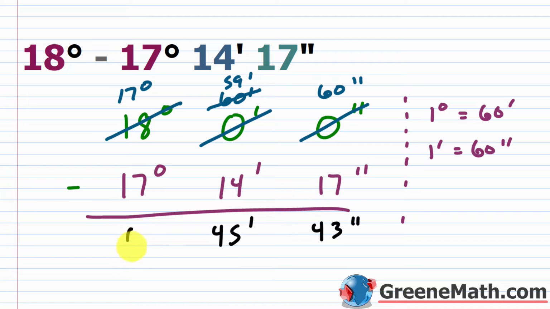So you could put 0 degrees if you wanted to. Some teachers want that. Others don't care. So this is my preference. I would just say that you have 45 minutes, 43 seconds. But again, if you wanted to say you had 0 degrees, 45 minutes, 43 seconds, it's really the same thing.